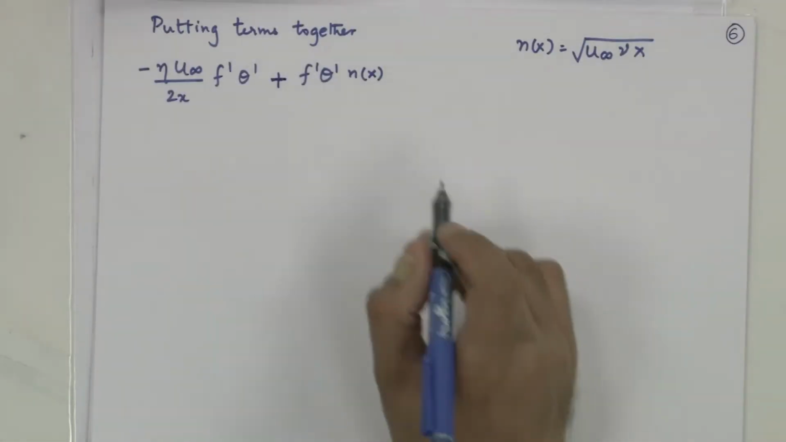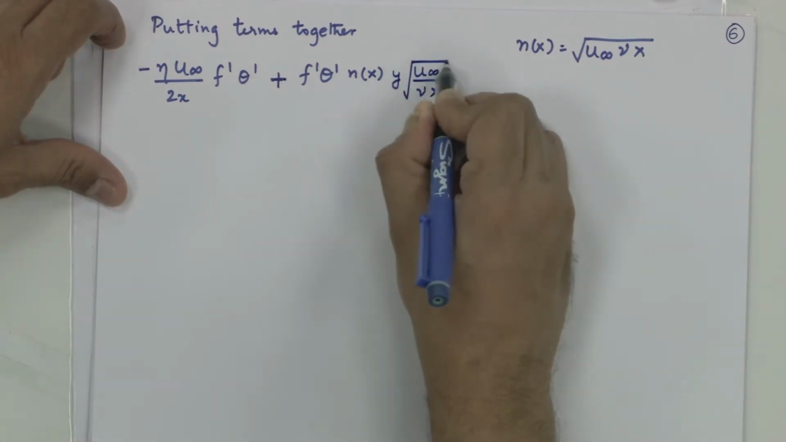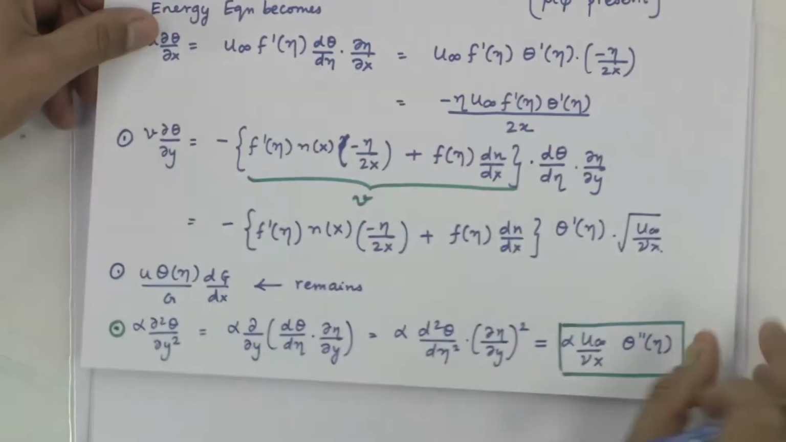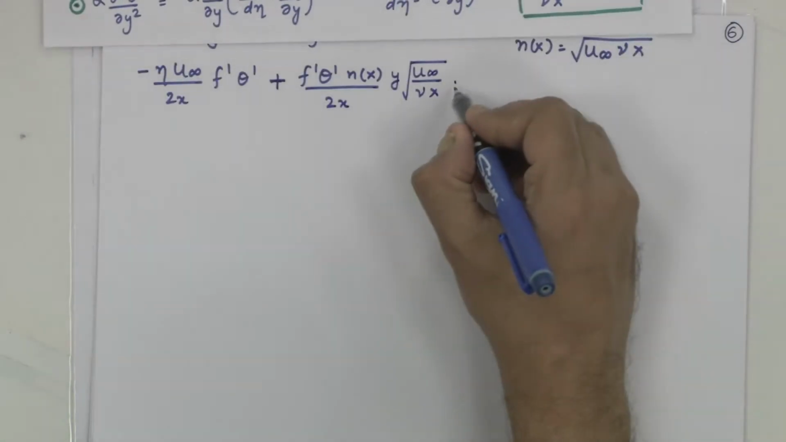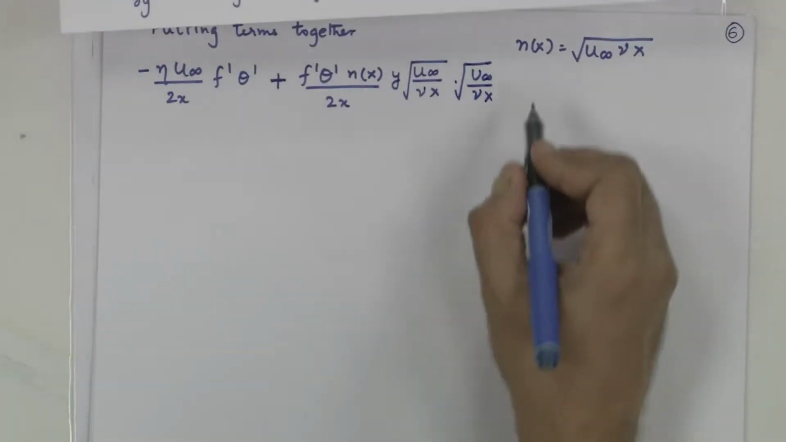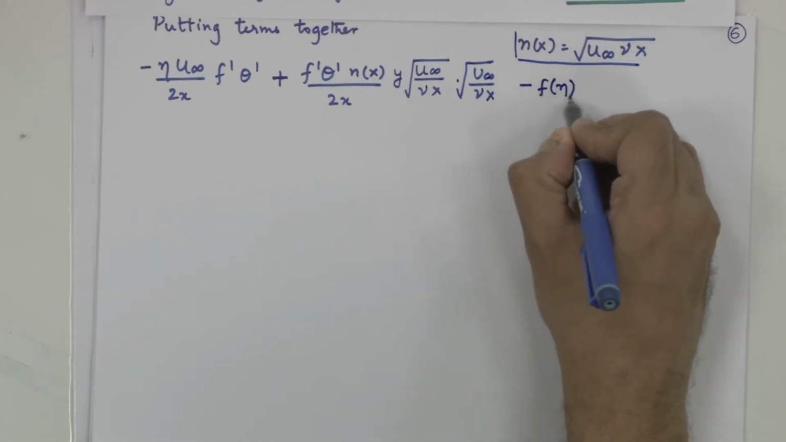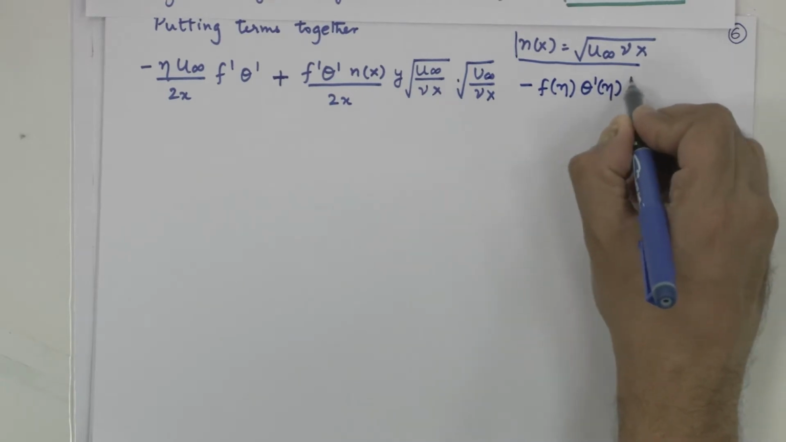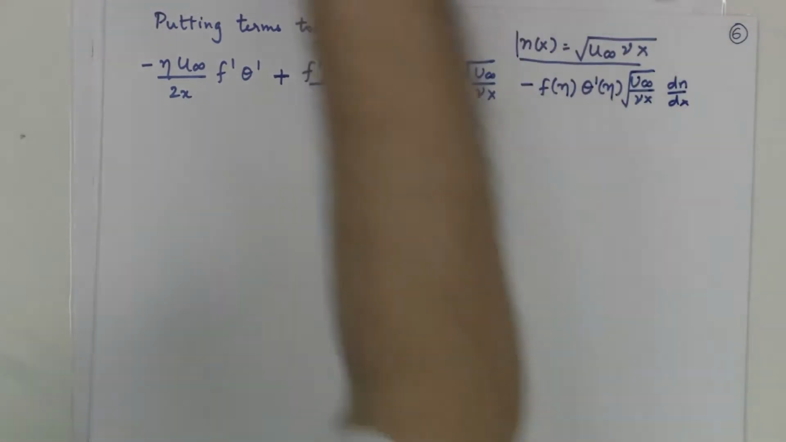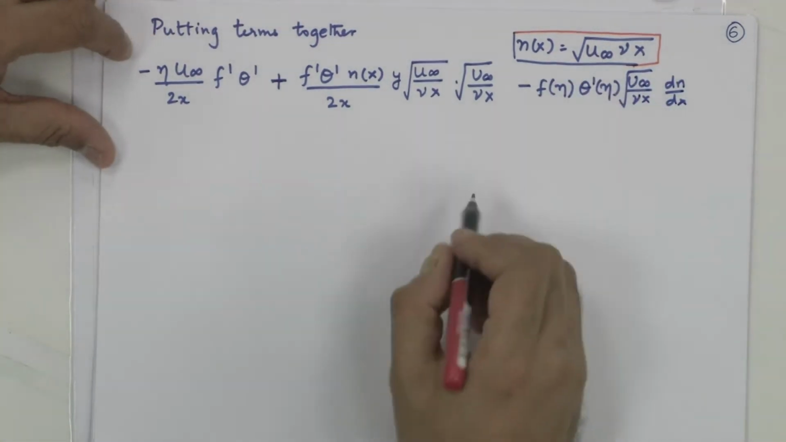Eta is y root of u infinity by nu x here divided by 2x as it is. Theta was taken, this one is left. So, another u infinity by nu x. This is the first term. The second term is now going to be minus f of eta θ prime of eta, root of u infinity by nu x as it is, dn by dx. This was my definition of v. This is my left hand side.